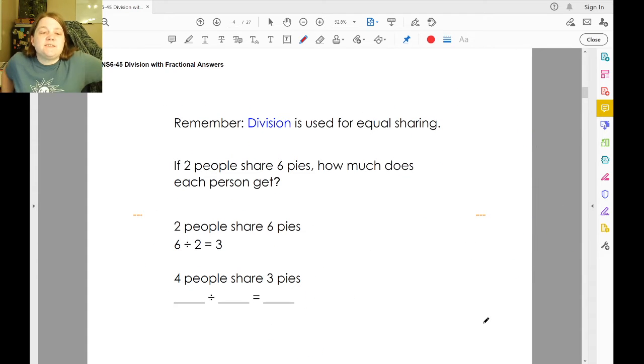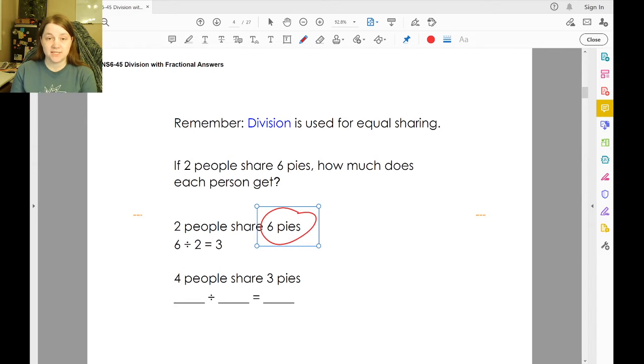So remember that division is used for equal sharing. If 2 people share 6 pies, how much does each person get? Rather than drawing out 6 pies and splitting each one in half, we can look at this a different way. We can look at this as 6 divided by 2 equals 3, because we're going to start off with the 6 pies, or the circles, and then talk about how many times I'm splitting that circle up.